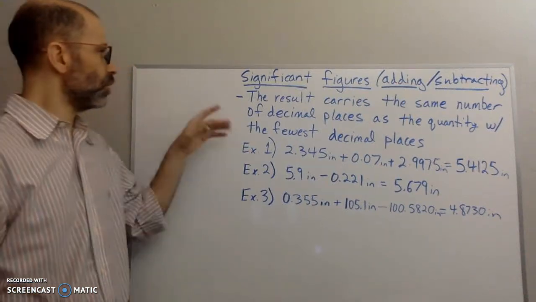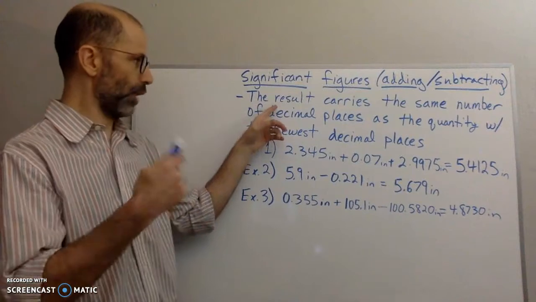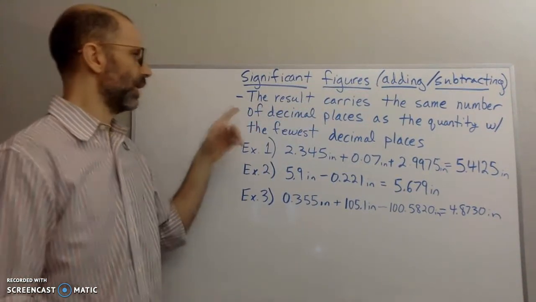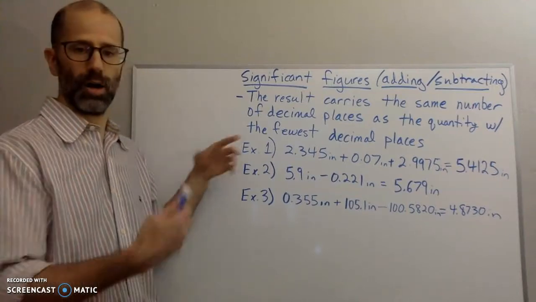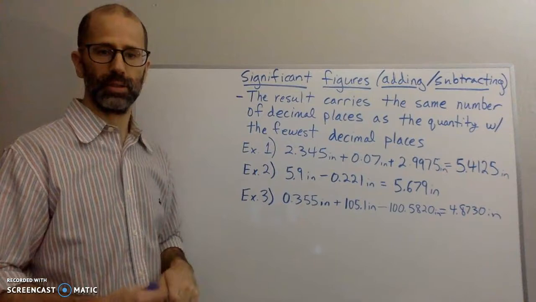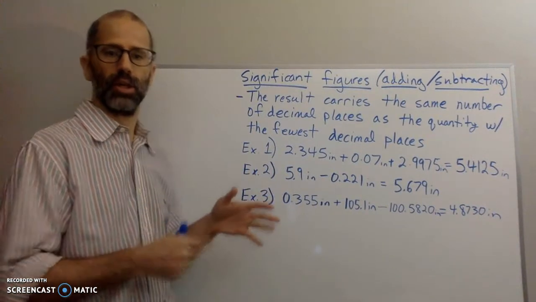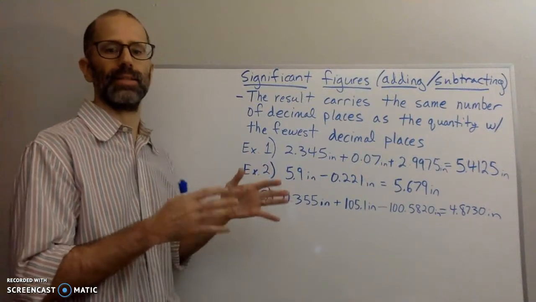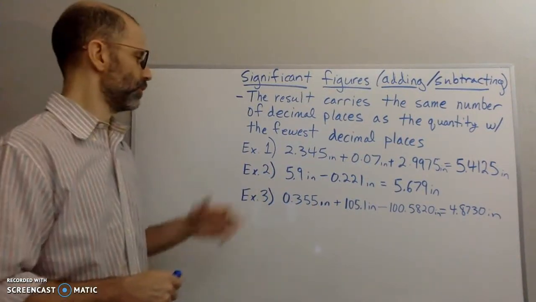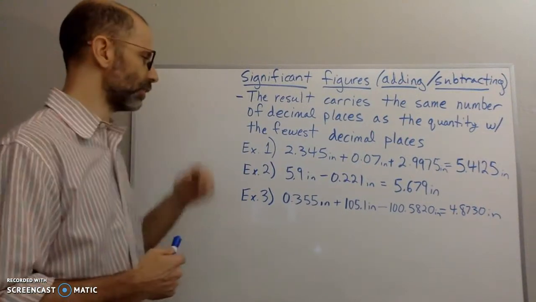So when you're adding and subtracting, the rule is that the result of your answer to the problem will carry the same number of decimal places as the quantity that you are adding and subtracting with the fewest decimal places. So whatever quantity you're adding and subtracting, you're looking for the one that has the least number of decimal places, and your answer should have that same number. I have a few examples here that I will go over to make this clear.